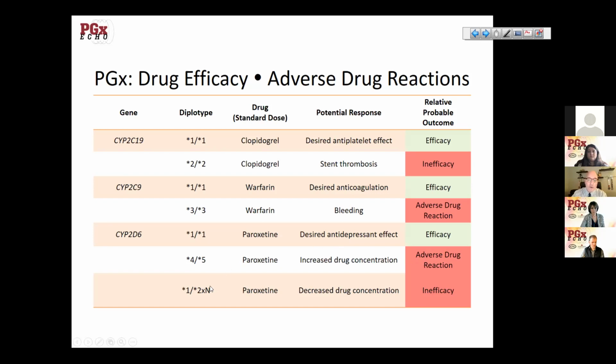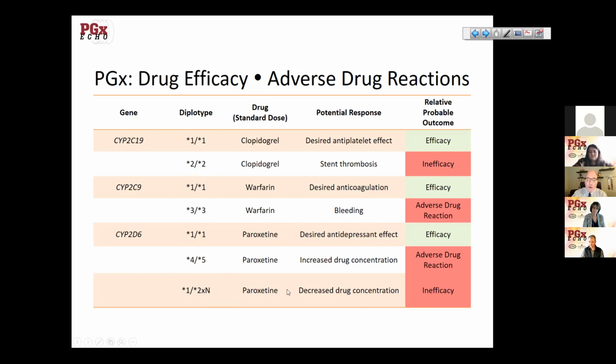And now for the first time, the example includes a star 1, star 2 XN individual. This individual has multiple copies of the star 2 form. Now, I want to point out that the star 2 form that you see up above for CYP2C19 is no function, but star 2 form for CYP2D6 is a normal function variant. So it would be multiple copies of the normal function, which increases the individual's metabolism capabilities as an ultra-rapid metabolizer.